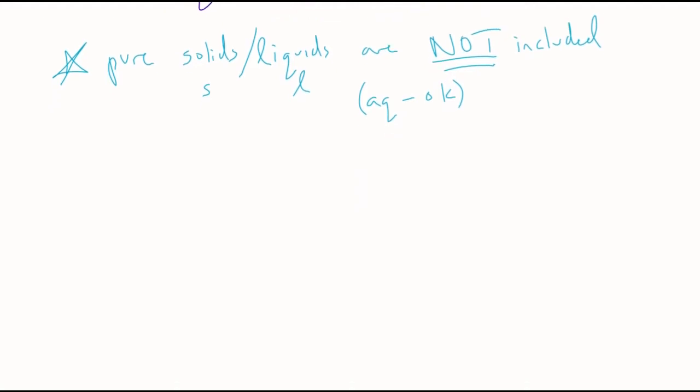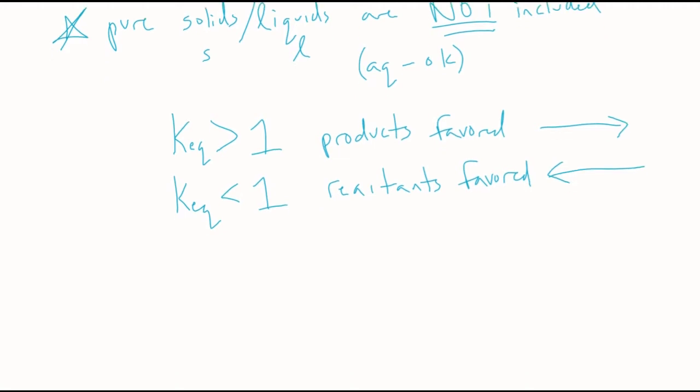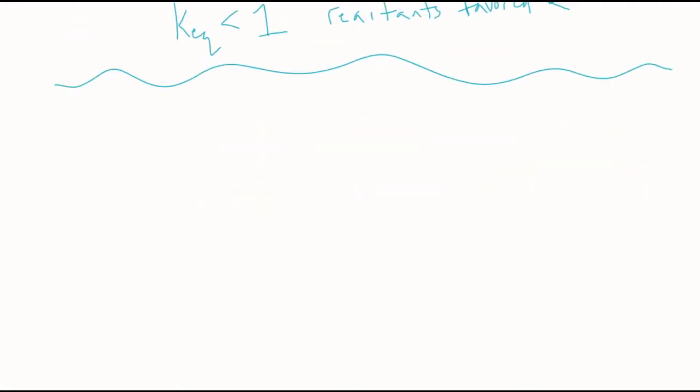You'll see as we do some math examples that this will make more sense. The last part of the notes before we do a couple examples is that once you get a mathematical answer, if the K eq is greater than 1, that means that the products are favored in this reaction, so it would push to the right. If the equilibrium constant is less than 1, that means that the reactants are favored, and that is going to push to the left. So we're going to compare our numerical answers to that.